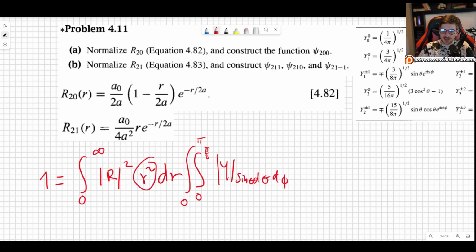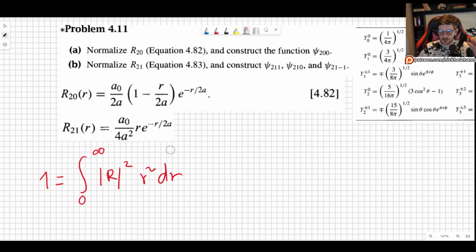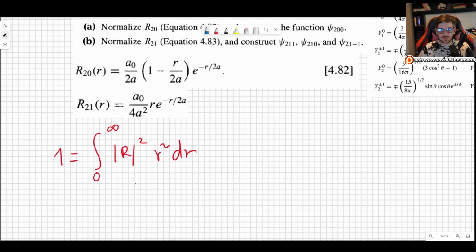The reason we have this r squared, of course, is because in principle, the entire wave function should be normalized, but we then separate it into these two integrals and they each have to be normalized separately so that the product is also normalized. If this integral is 1 and this integral is 1, then the entire integral is also 1. So that's just a quick explanation why we have this r squared there. Okay, so with that, let's begin because we simply have to plug it in.